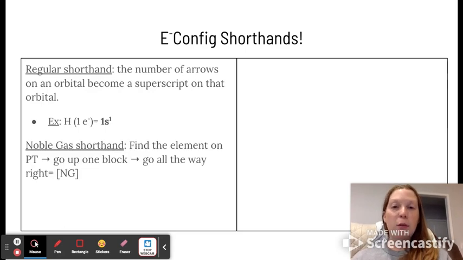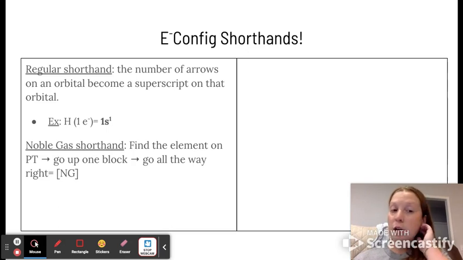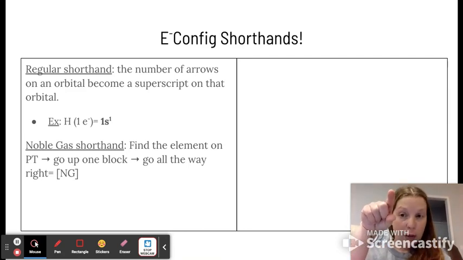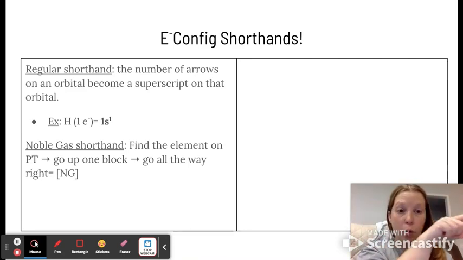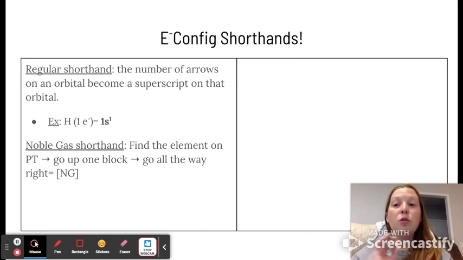Then the other type of shorthand that we have is the noble gas shorthand. And this one you will need your periodic table for. So you find the element that you want to write the configuration for on the periodic table, put your finger on it. Then you're going to go up 1 block. Then you go all the way to the right to your noble gas, because that's going to be your group 8A. You're going to put that noble gas in brackets.